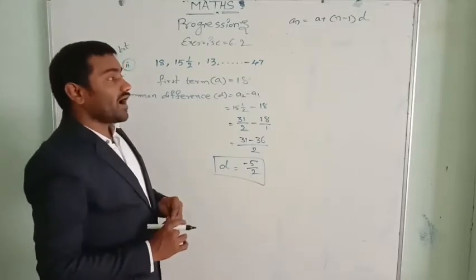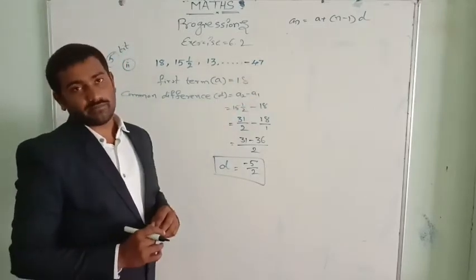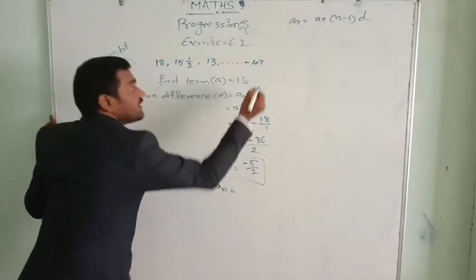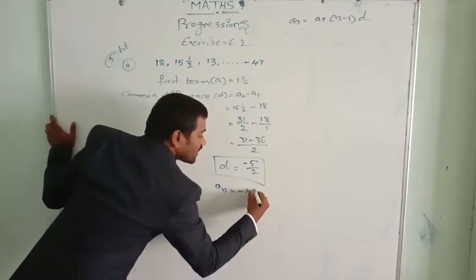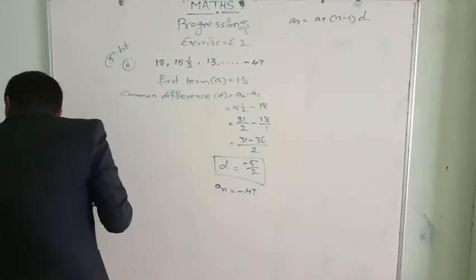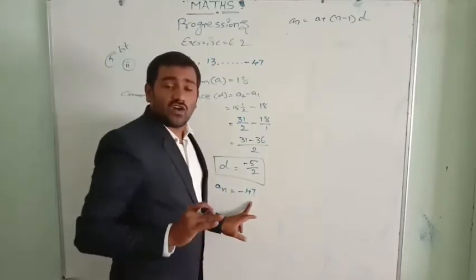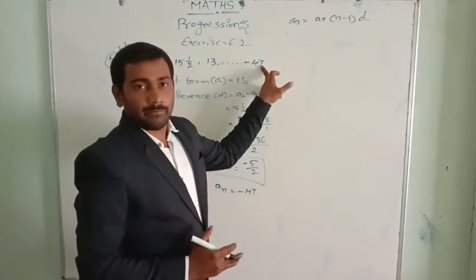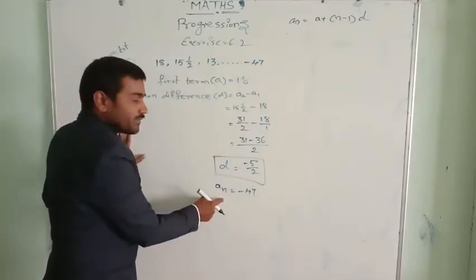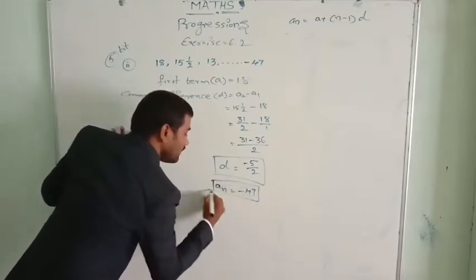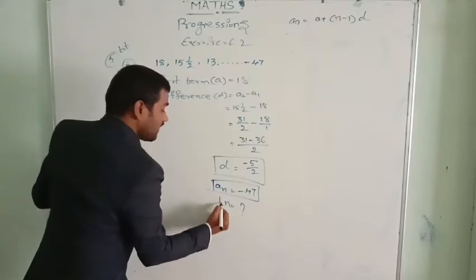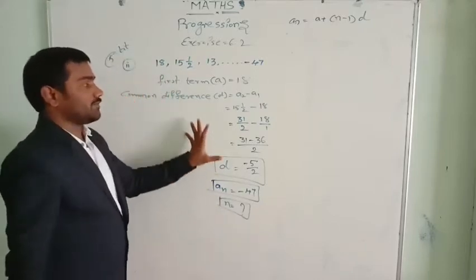Next, what here is which number of term it is? The nth term is given, so the an value is given. The an, the last term of this arithmetic progression, is minus 47. What is here? Minus 47. It is the last term, so the last term is denoted by an. Now next, we need to find out which number of term it is. Minus 47 is which number of term. So we got all these values.